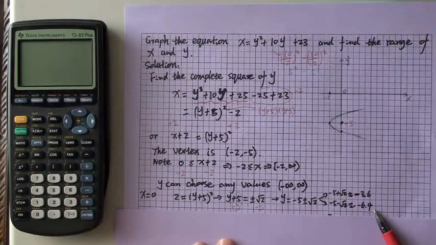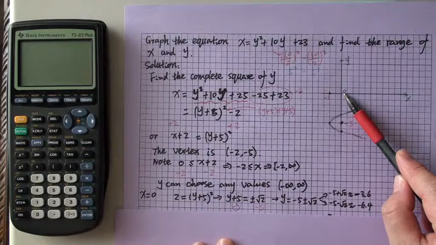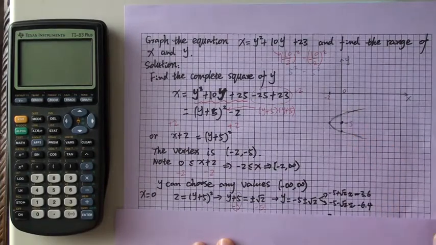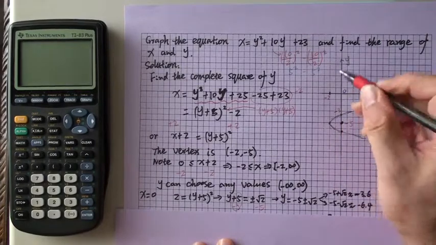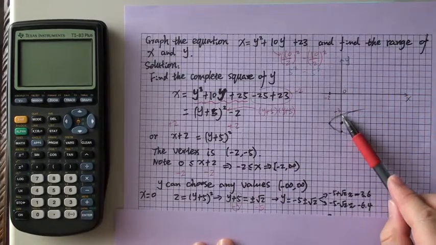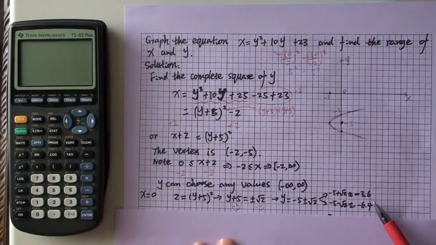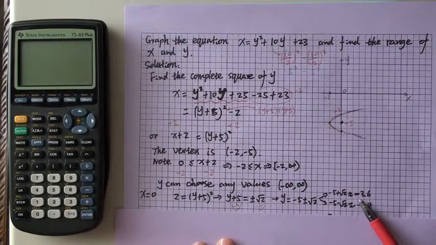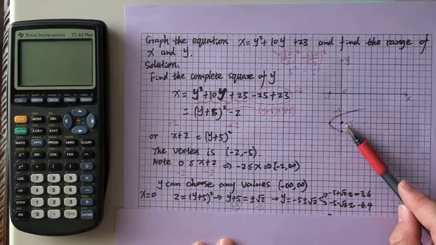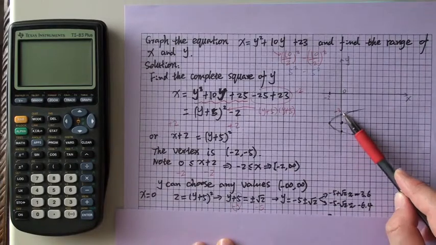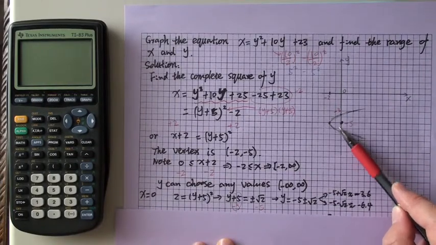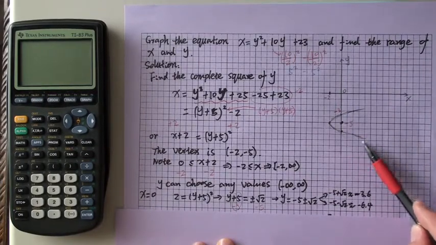You have 2 possibilities, negative 5 plus radical 2 and negative 5 minus radical 2. Approximately y is negative 3.6, and the other is negative 6.4. So for x equals 0, negative 3 is here, and negative 3.6 is 0.5 lower. And here is negative 6.4, right here. So you have roughly 3 points you can do that.